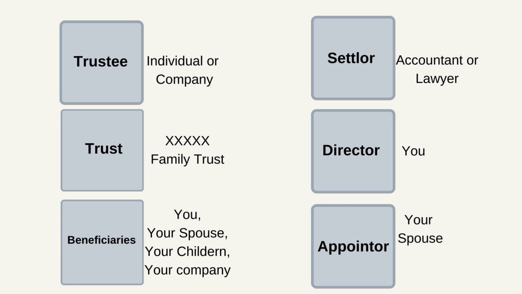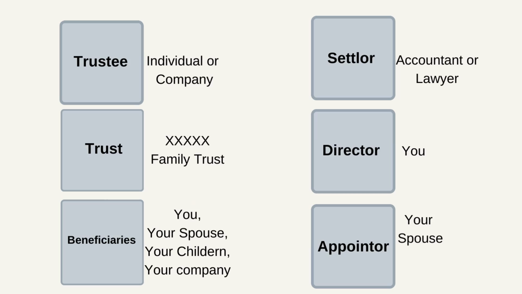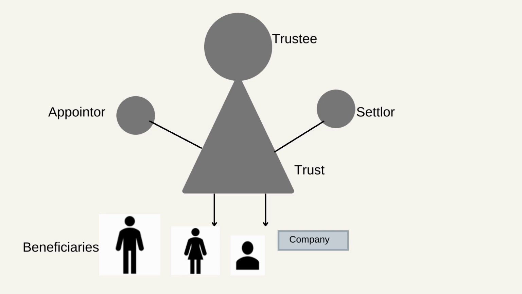Appointer is someone who appoints the trustee. This has to be a person and generally someone who you are closely associated with, because this person has the supreme authority in the trust. Appointer can appoint a new trustee and the old trustee will have no control in the trust. Here is another representation of the trust. Remember, trustee owns the trust, settlor settles the trust for the first time, and an appointer will appoint a new director or change the trustee if required.